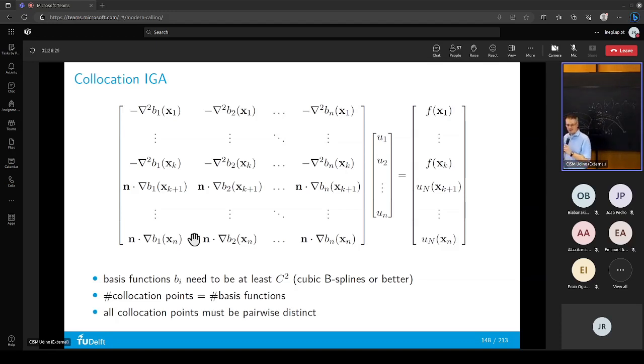Now think, when is a matrix singular? Well, if two columns or rows would be linearly dependent. This is not sufficient, but it's at least necessary. If you would have two collocation points which are the same, then you see twice the same row. You could cancel it. Then it's for sure singular. I guess it's easy to see why this is all needed. Then you can solve it.